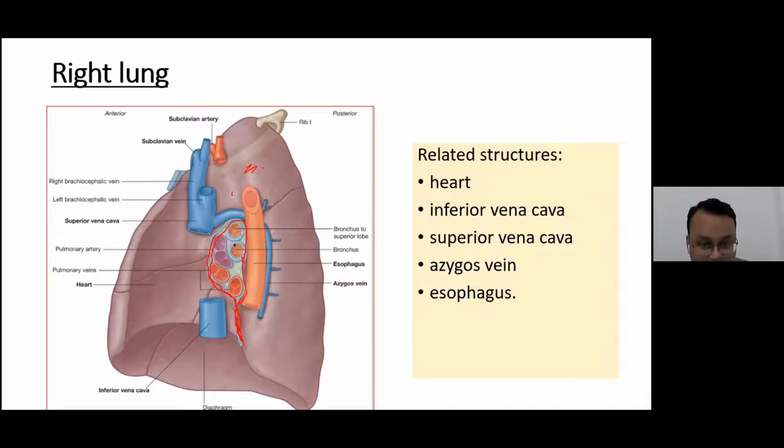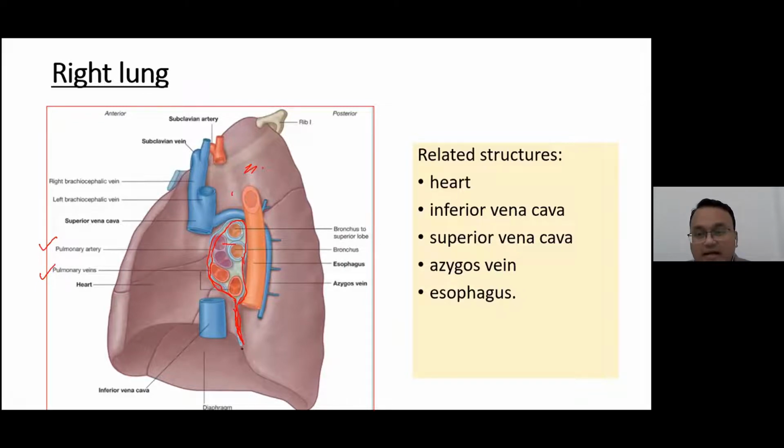the bronchus entering the lung, then the pulmonary artery entering the lung, and the pulmonary vein, which carries oxygenated blood outwards. The arrangement generally is that the artery is above the vein. That's number 1. How about the bronchus? The bronchus will usually lie posterior to these structures.